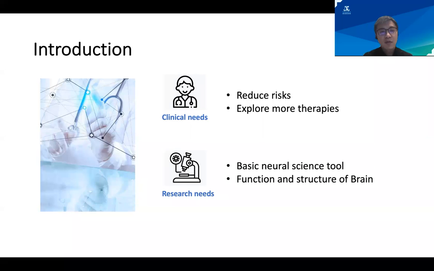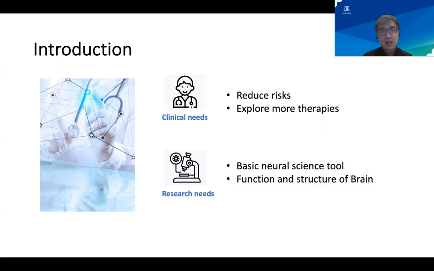So first of all, I will introduce the background of the project. Electrode array positioning is a difficult stage for both clinical and research fields. Electrode implants, deep brain stimulation, and therapy for Parkinson's disease require precise electrode placement. So in terms of clinical needs, this technology reduces potential risks when implanting electrodes. Meanwhile, it will explore more therapies for clinical treatment.